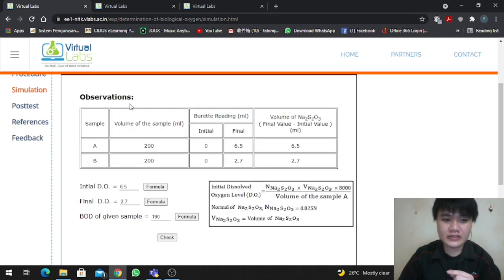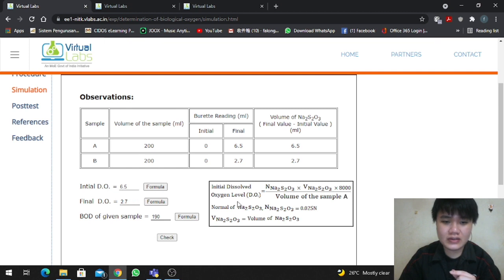Final observation of sample A. Volume of the sample in milliliters is 200, and sample B is 200. Burette reading in milliliters: initial is 0 at A, 0 at B. Final is 6.5 at A, 2.7 at B. Volume of Na2S2O3 is final value minus initial value in milliliters: 6.5 at A, 2.7 at B.